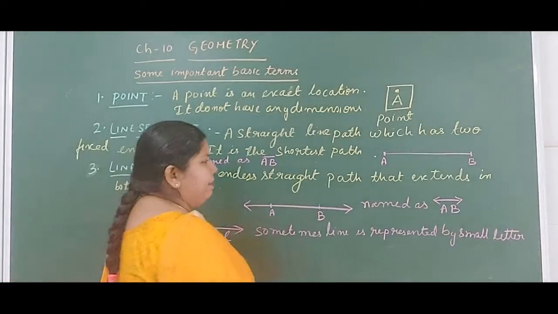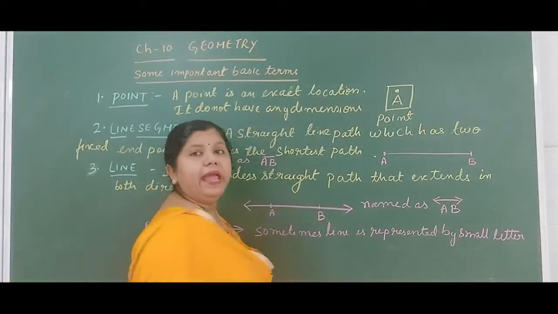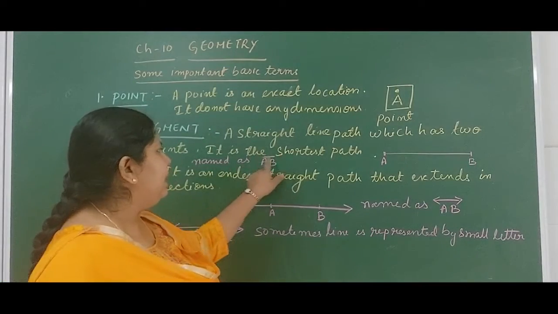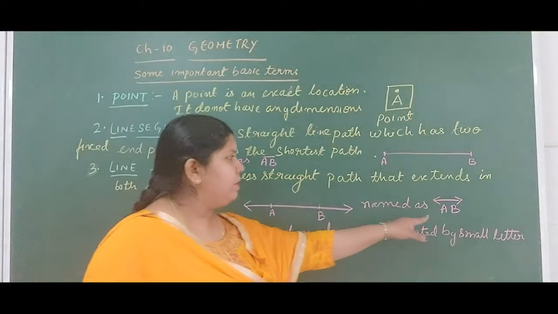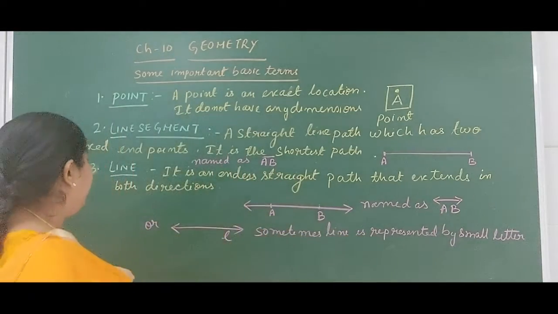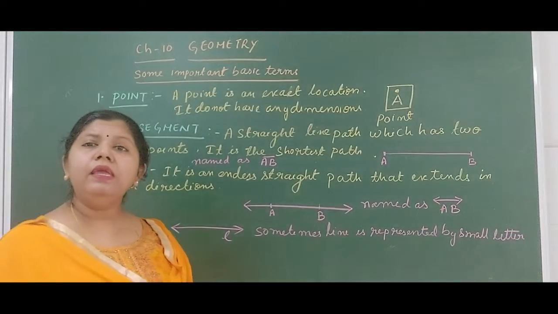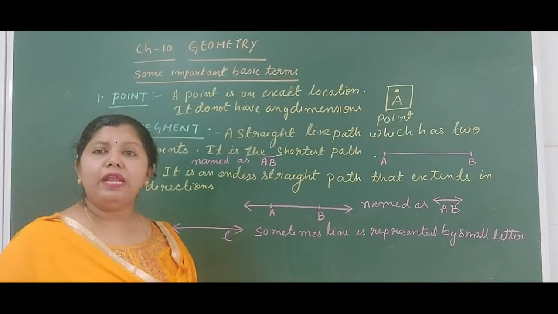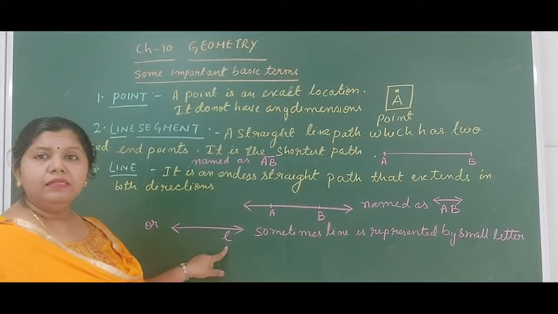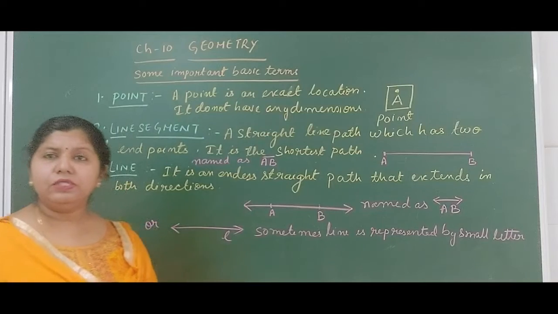So how do we name this line AB? We put a two-headed arrow above AB. In the case of a line segment, it was just a bar above AB, but in the case of a line, it is a double-headed arrow. Now a line can also be named with a small letter. For example, I have named this line L. This is line L. So I hope this much is clear.